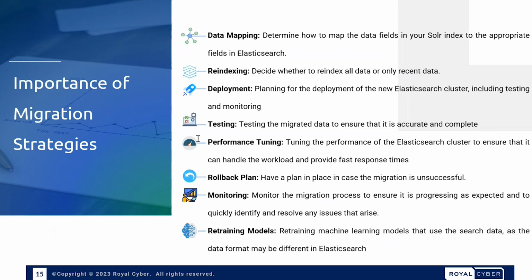Monitoring. Monitor the migration process to ensure it is progressing as expected and to quickly identify and resolve any issues that arise. Retraining models. Retraining machine learning models that use search data, as the data format may be different in Elasticsearch. It's also important to consider the cutover plan, the management of data during the migration, and a rollback plan in case of any issues. Overall, by having a well thought out migration strategy in place, you can minimize the risk of data loss or downtime and ensure a smooth transition from Solr to Elasticsearch and minimize any disruption to the users.